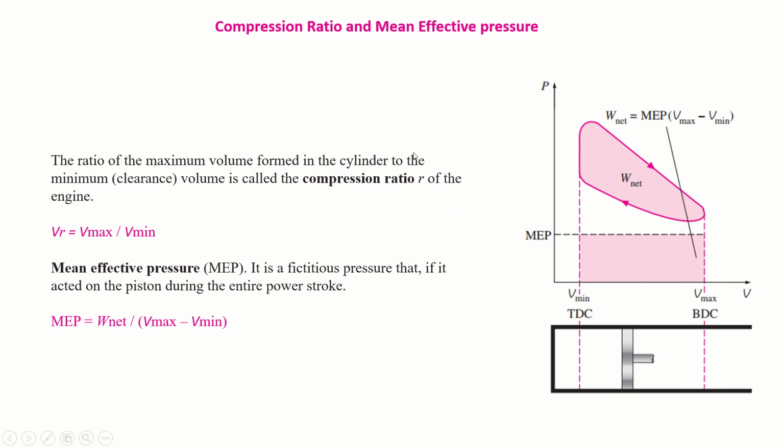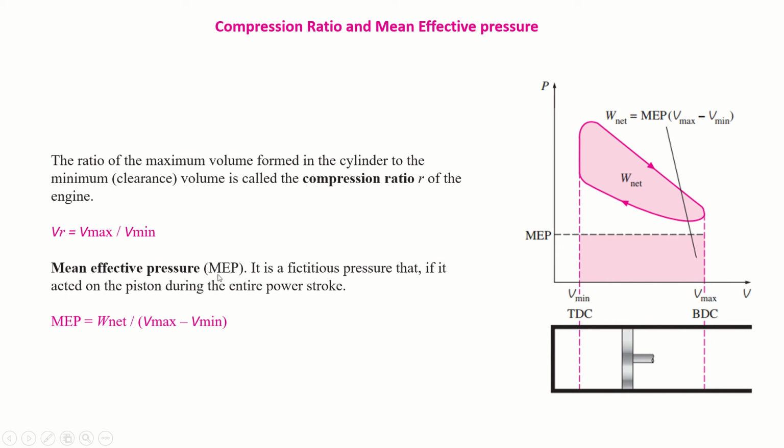Then another term which is very important for engines is compression ratio. So compression ratio is the ratio between maximum volume to the minimum volume. In the previous slide, you have seen that when the piston was at its bottom dead center, it has the maximum volume. There was maximum volume inside the cylinder. And when the piston reaches its TDC, that means top dead center, it has the minimum volume. So the ratio of maximum volume to minimum volume is called the compression ratio.